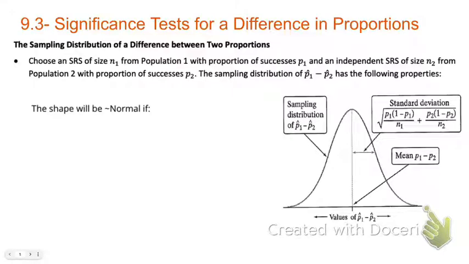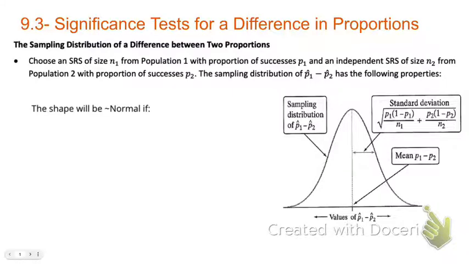So sometimes we want to know, is this population the same as this one, or are they different? Is population 1 bigger than population 2, or is population 1 smaller than population 2? Like, what is going on with these two different populations? So we would want to find a difference in their proportions to see, are they different? Are they the same? What's going on? So in that situation, we're going to use a sampling distribution for a difference of two different proportions.